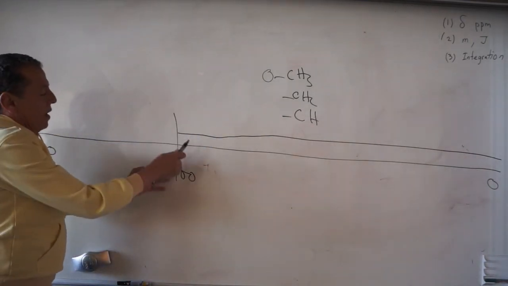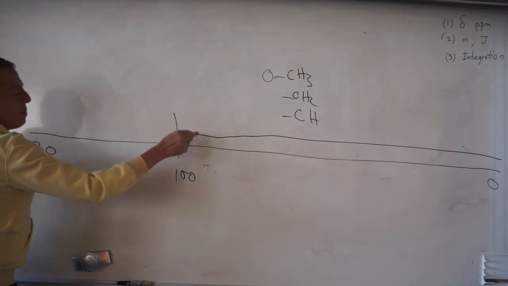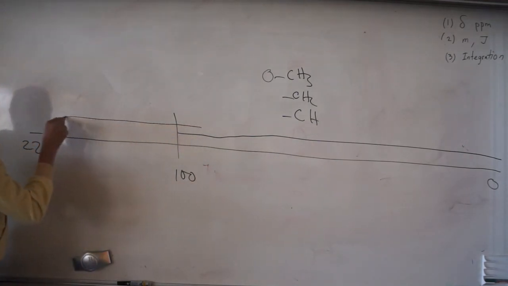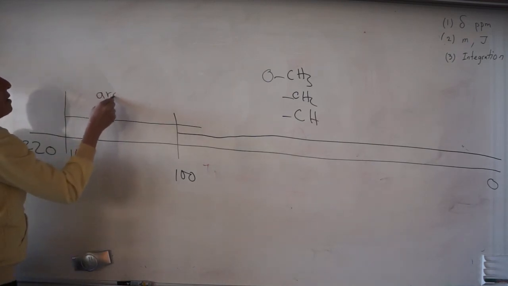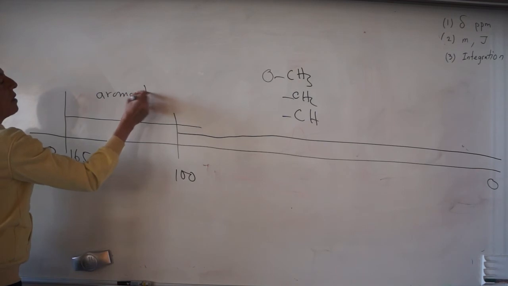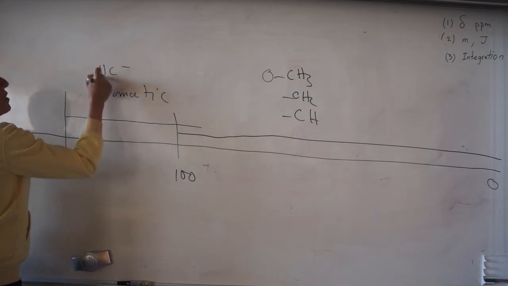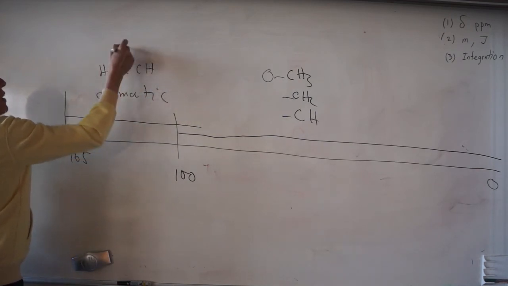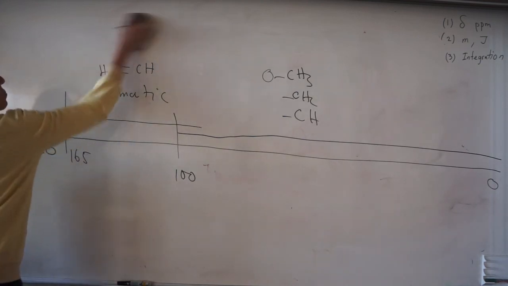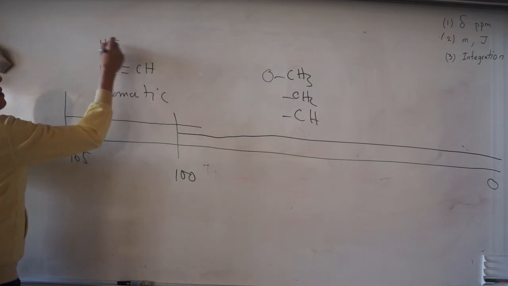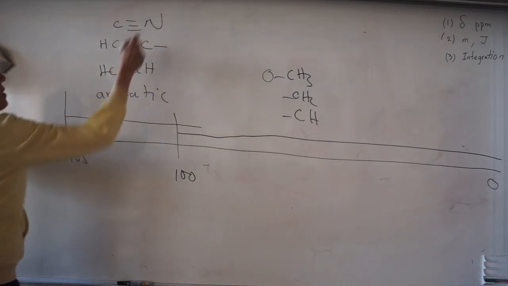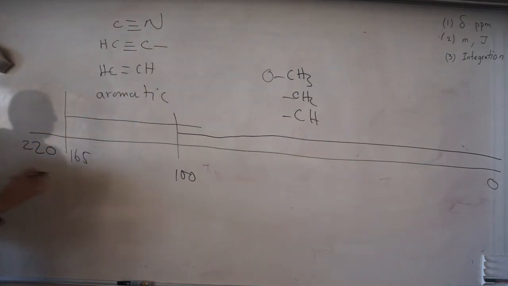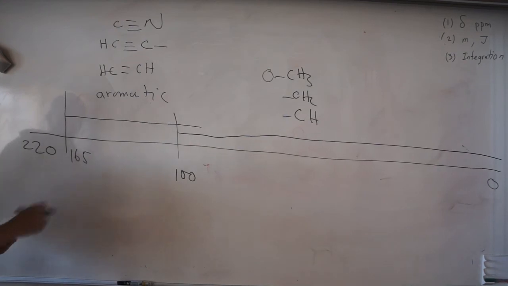So after 100, or from about 90 even, until about 165, you will see the aromatic, CH double bond CH, and also triple bond CH, triple bond C, and also C triple bond N. All this you see in this region, right?